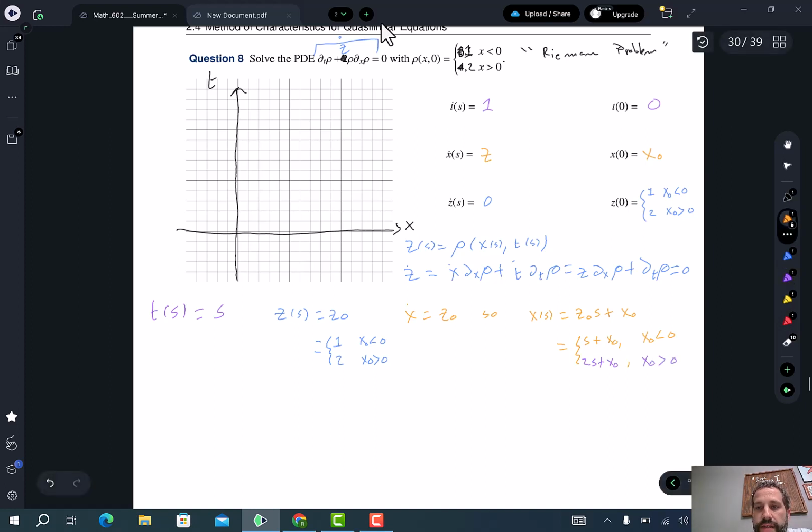Okay, so let me look at the top characteristic. I'll sketch these first. So these have equations x is equal to s plus x naught, but s is equal to t, so I can write this as t plus x naught. Then it might be easier to think about this as being in the form t is equal to x minus x naught.